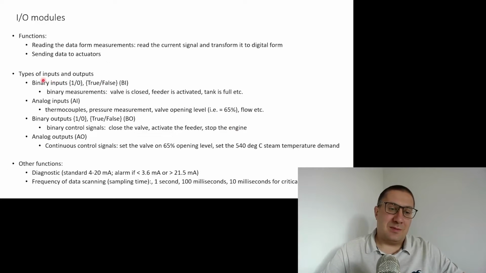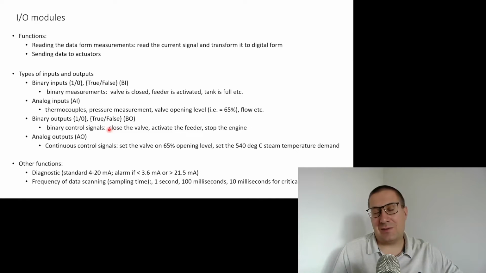We have four types of those inputs and outputs. Binary inputs, I already discussed them. Continuous inputs, sometimes called the analog inputs. I don't like this name. I already explained why. So thermocouples, pressure measurements, valve opening levels, etc. Binary outputs: close the valve, activate the feeder, stop the engine, right? And analogs, or I rather would like to say continuous outputs, like set the valve to 65.8% opening.